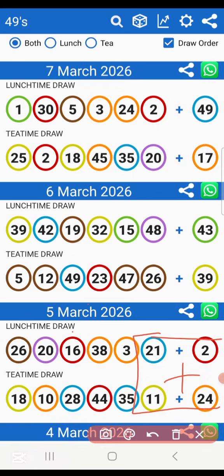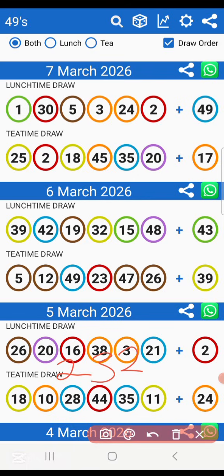Then the answer that you get, you're going to multiply by 4. So 58 multiplied by 4 equals 232. Now that we have our code, which is 232, I'm going to show you how you can break it down. You are going to focus on the first two digits and the last two digits.